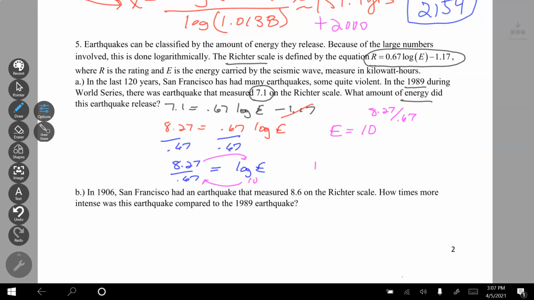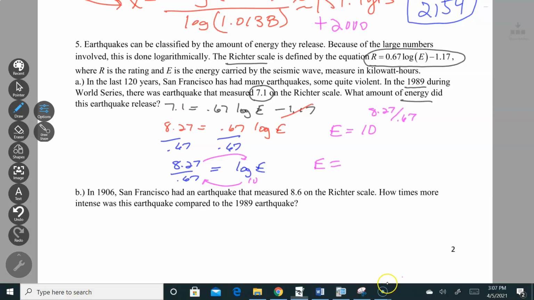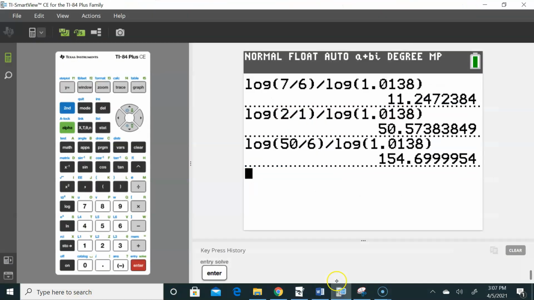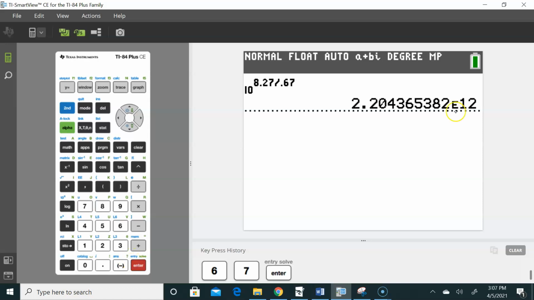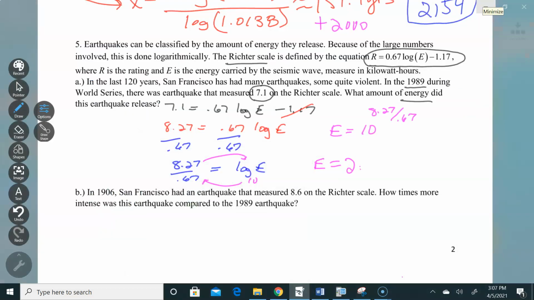I'm going to put that in the calculator and see how many kilowatt hours I get. On the calculator, I'm going to clear this all out. I can use my second log key because that gives me 10 raised to 8.27 divided by 0.67. I get 2.204. See this? E12 means 10 raised to the 12th. 2.204 times 10 to the 12th kilowatt hours. That's a whole lot of energy.